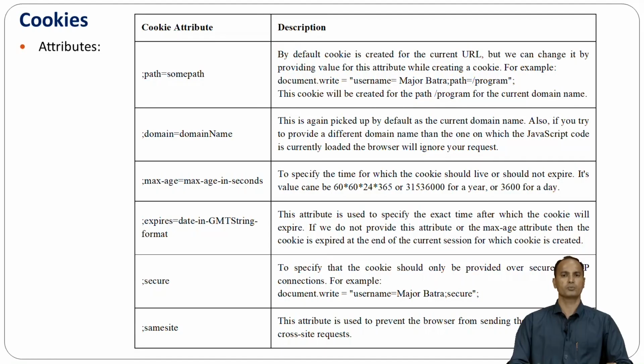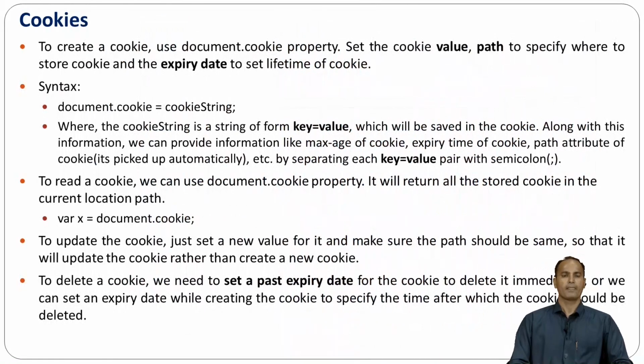Also, if you try to provide a different domain name than the one on which the JavaScript code is currently loaded, the browser will ignore your request. Then we can specify the maximum age in seconds using the attributes. Expiry dates we can provide. The secure attribute is already there. Then the same site attribute is used to prevent the browser from sending the cookie information in a cross-site request. To create a cookie, use the document.cookie property, set the cookie value, the path to specify where to store the cookie, and the expiry date to set the lifetime of the cookie.